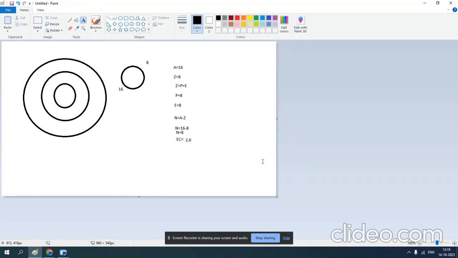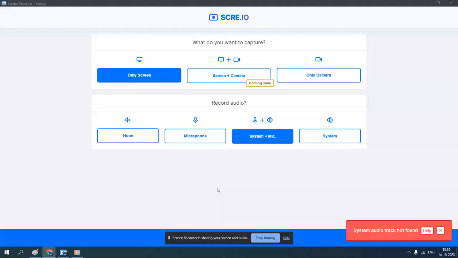Now it's not yet done. Now we need to draw those electrons. As I told you, the first shell can store up to 2 electrons, so we draw 2 electrons. And for the second shell, we have allocated 6. So 1, 2, 3, 4, 5, 6. As you see, I drew 6 electrons on the second shell and 2 electrons on the first.